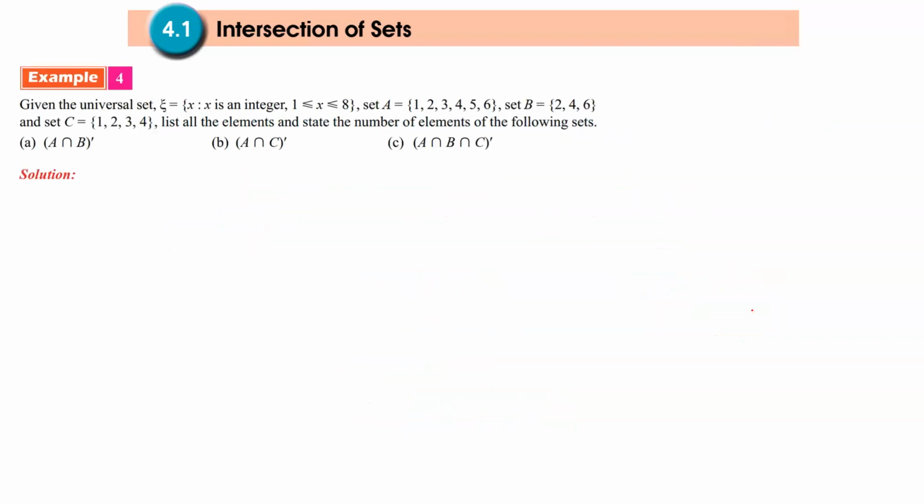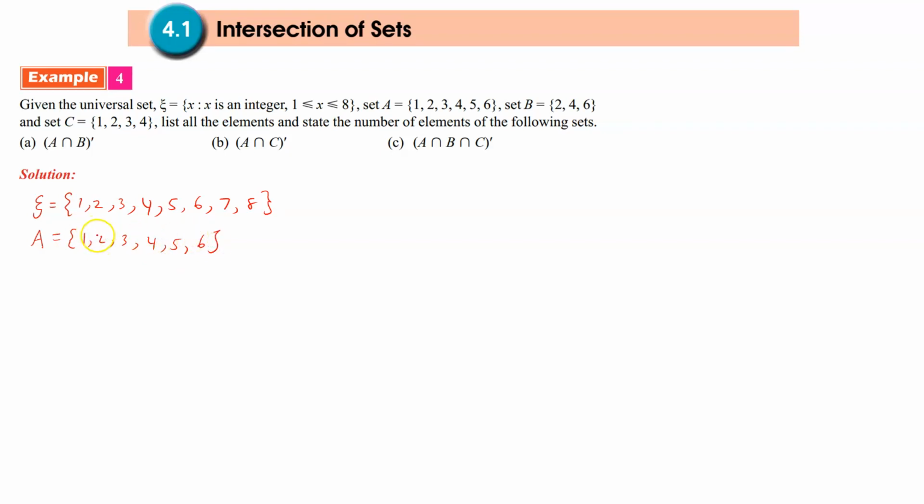Tengok example 4. Given the universal set, X is an integer, X between 1, 8. So, kita tulis dulu senang. Universal set 1, 2, 3, 4, 5, 6, 7, 8. 1 and 8 included sebab dia ada equal sign dekat equalities. So, set A, remember, kalau ada universal set, set yang lain mesti hanya yang ada dalam universal set. Jangan keluar. Set A 1 until 6. 1, 2, 3, 4, 5, 6.